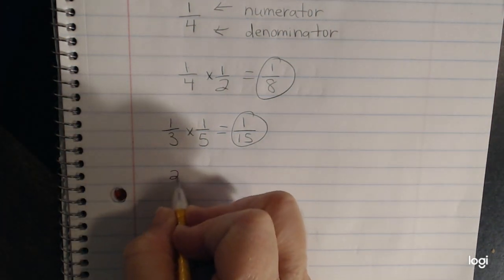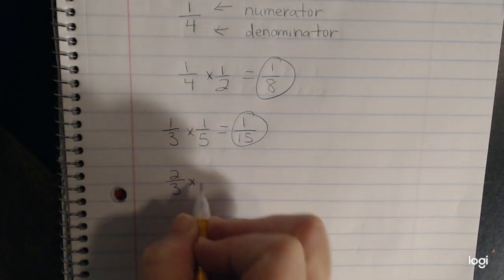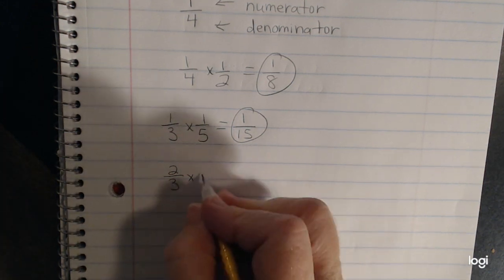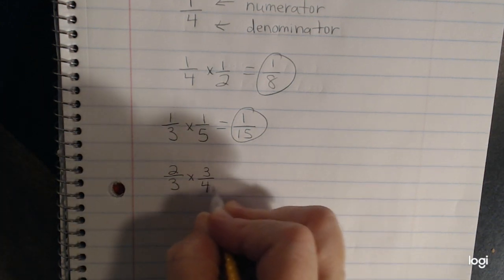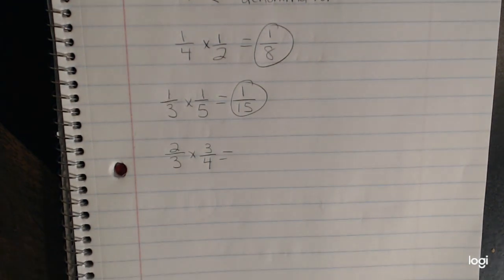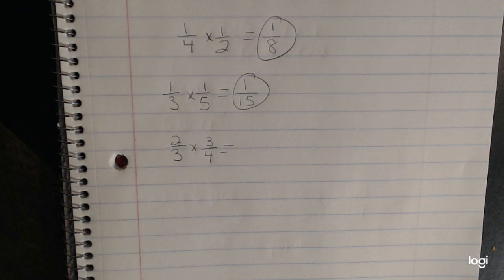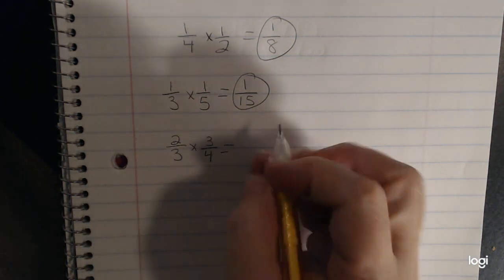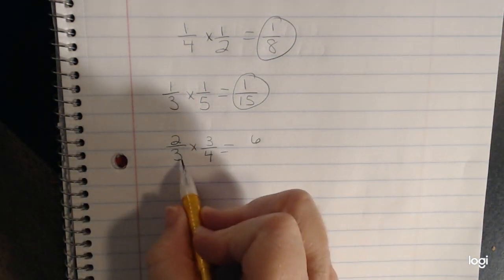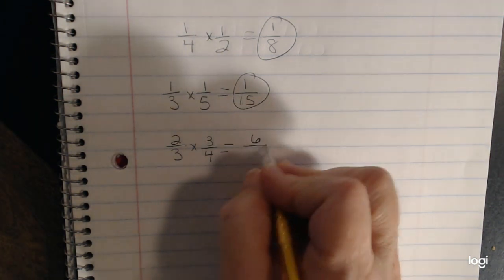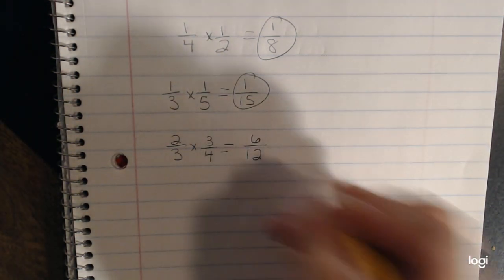Okay, let's try another one. Let's take here 2/3 times 3/4. And if you could, please multiply that for me. Multiply across the top on your numerators and multiply across the bottom on your denominators. All right, so if we multiply 2 times 3 is 6, 3 times 4 is 12.